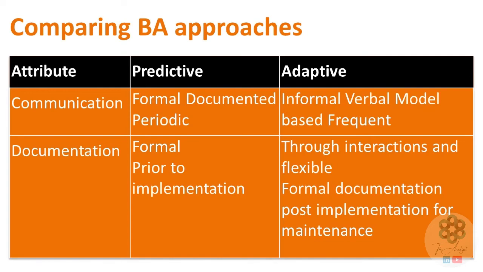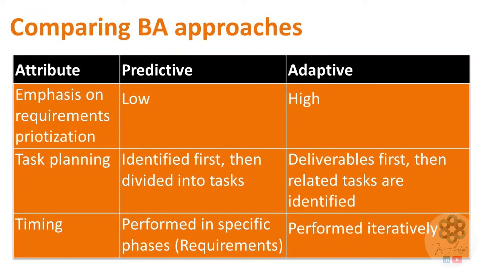Predictive approach does not emphasize much on requirements prioritization. Adaptive approach lays great emphasis on requirements prioritization. For predictive approach, milestones are identified initially, and then broken down into tasks. For adaptive approach, deliverables are identified, and then related tasks are identified. For predictive approach, business analysis is performed in specific phases. This phase may be named as requirements phase. For adaptive approach, business analysis is performed iteratively, in each iteration.